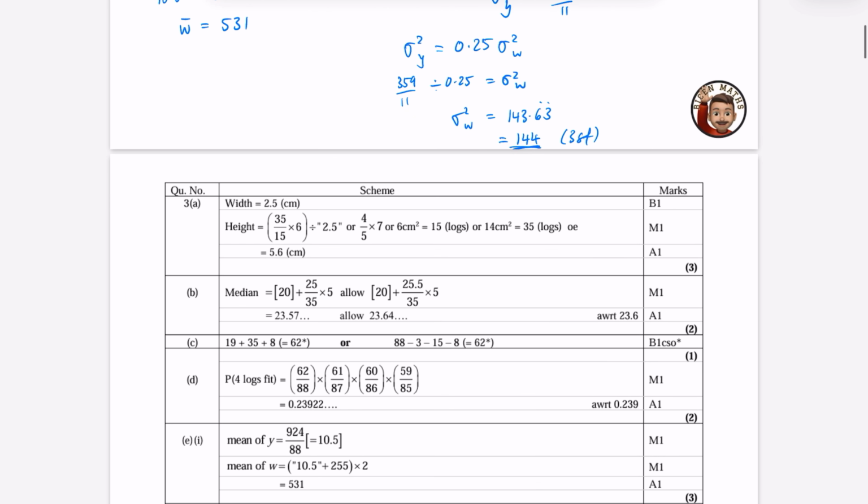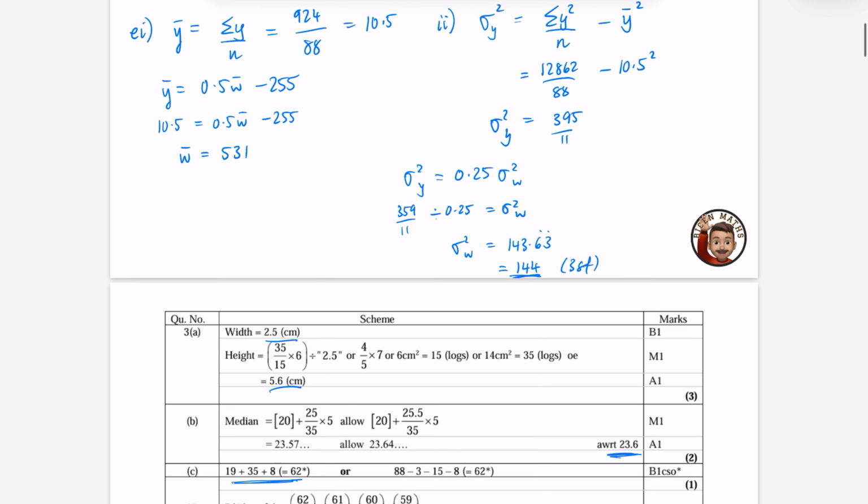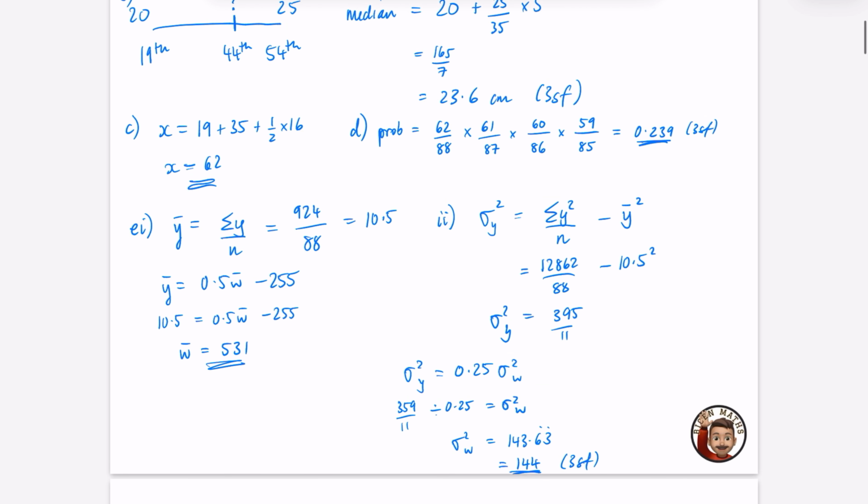Let's see if we got this all right. So we did have the 2.5 and the 5.6 for the histogram. We have any answers which round to 23.6, AWRT answers which round to. We did this kind of thing here to show that it was 62. We do have the 0.239 for the probability. The mean is 531, and answers which round to 144 for this last part here.